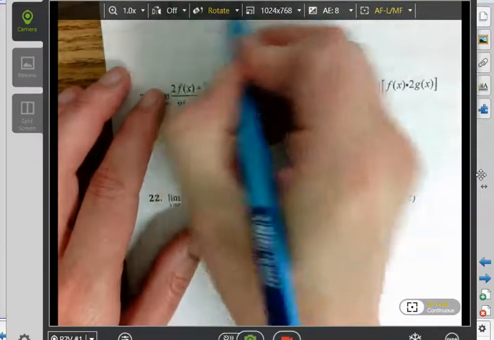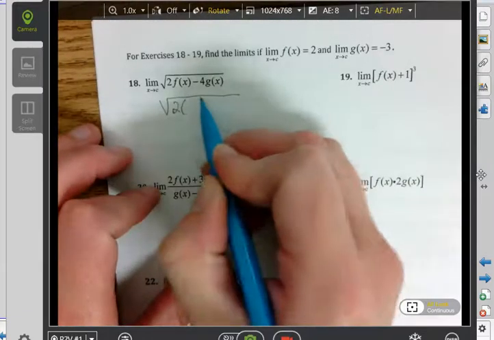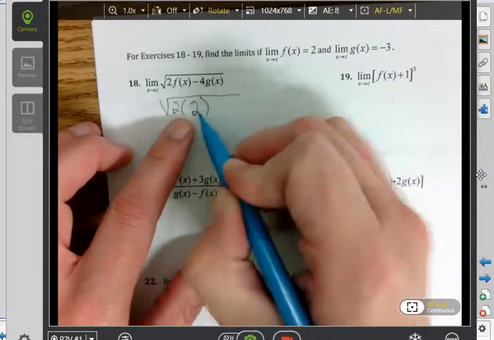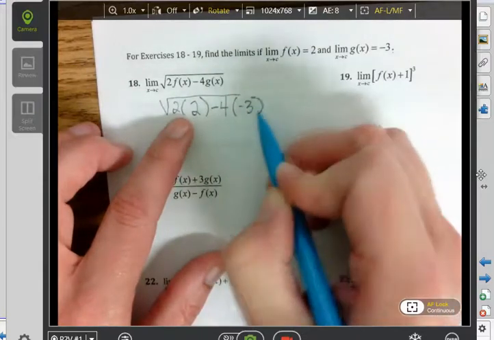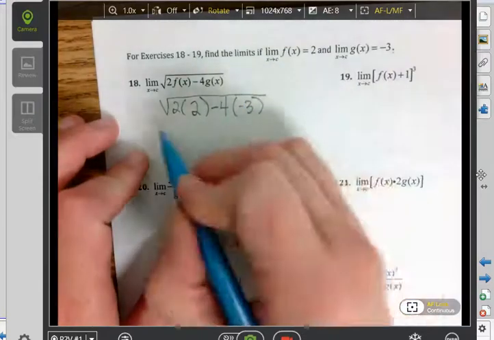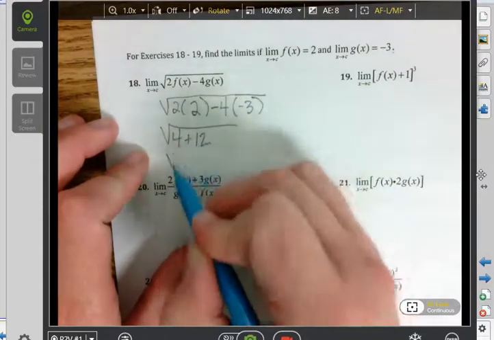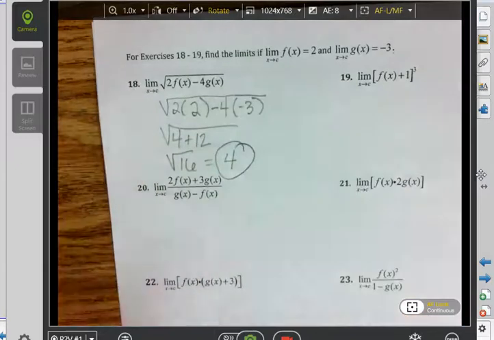All right, so I have a square root of 2. And then for f of x, I'm going to put in 2 minus 4 and put in the negative 3, and then I'm going to evaluate that. Okay, so you see how you're still just substituting in? So I'm going to stop for a minute and let you guys work on that.